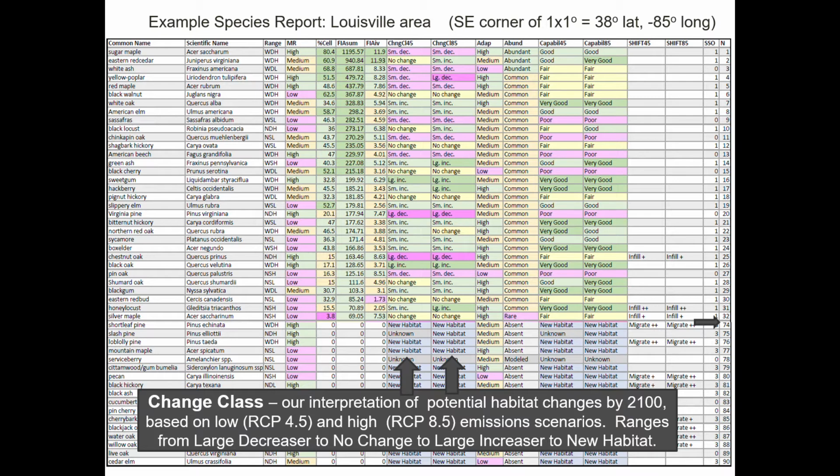It's based on 2 scenarios of climate change, low, the RCP 4.5, and high 8.5 emission scenarios. And so we've categorized them from large decreaser, small decreaser, no change, small increaser, large increaser, and then new habitat, which is something I'll show in a minute.